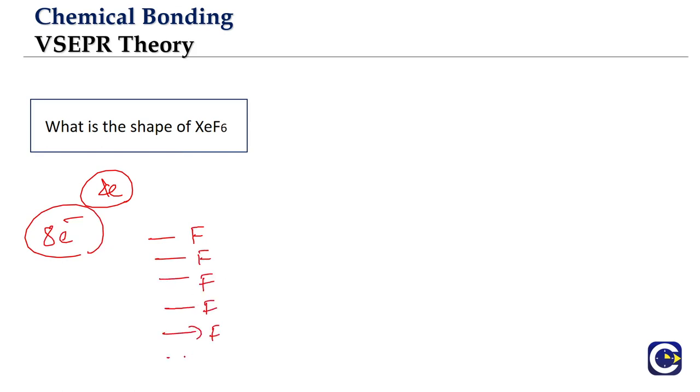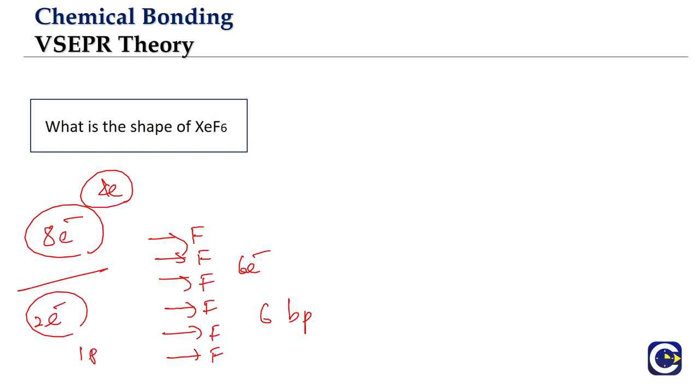Six fluorines it is bonded to, so it is bonded to how many fluorines? Six fluorines, means 6 electrons are used. So we will get accordingly 6 bond pairs. If 6 electrons of that xenon are used, it will be left with how many electrons of its own? 2 electrons, means 1 lone pair. So on xenon, what is the total number of valence electron pairs? 6 bond pairs and then 1 lone pair. Totally what is the count? It is 7.